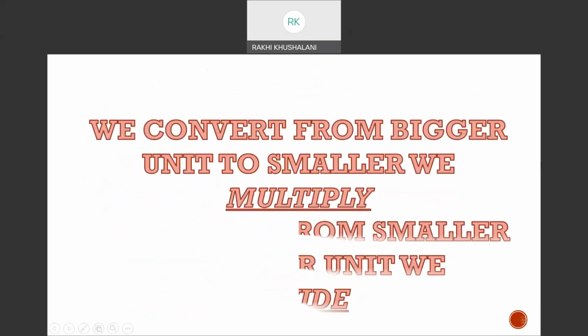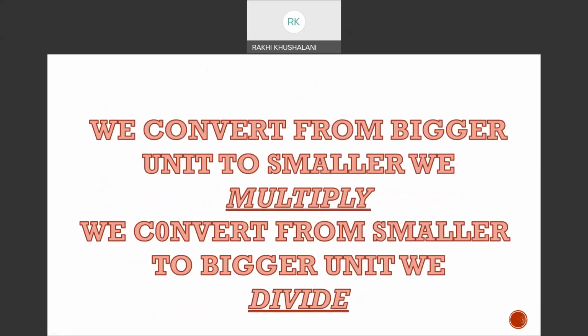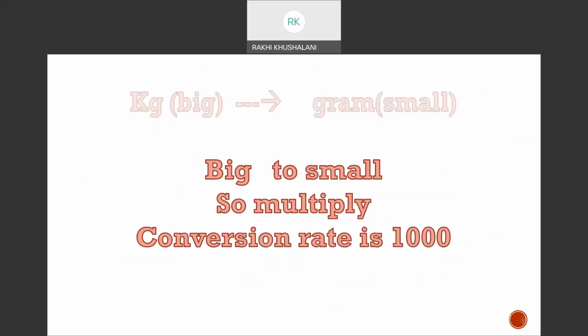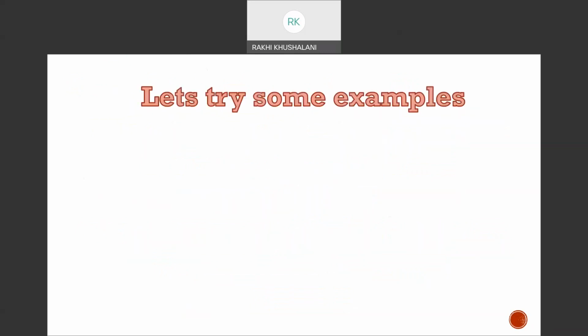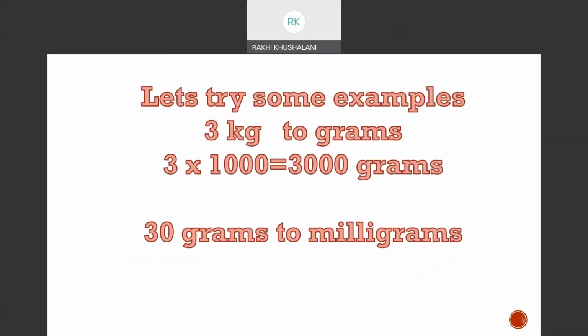Okay, so I hope the concept is clear to you. As I told you all, these are to be marked in your notebook in a box with a star, and you have to learn them like your table; this has to be in your mind like your table. When we convert from bigger to smaller, we multiply. From smaller to bigger, we divide with the conversion rate. So please, children, do remember, and I'll see you all in tomorrow's live session with a lot of questions and a different way of solving the questions.